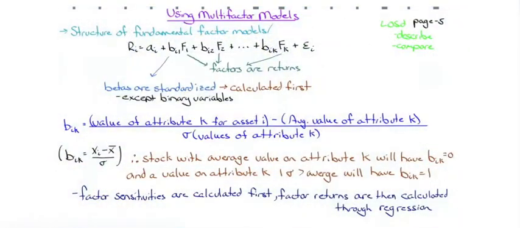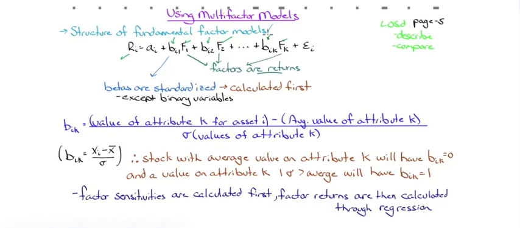Okay, let's look at fundamental factor models first and look at the structure of these models. And this is basically everything that we've looked at so far. It's the same form. The F's are factors, and the factors here are returns. The betas are different. The betas are standardized, and they're calculated first. Typically, when we're doing a regression on factors, we have the return series that we're interested in, and we have the return series for all of the factors, and then we'll use regression, and regression will tell us what the sensitivities are. We'll get our weightings on each of the betas.